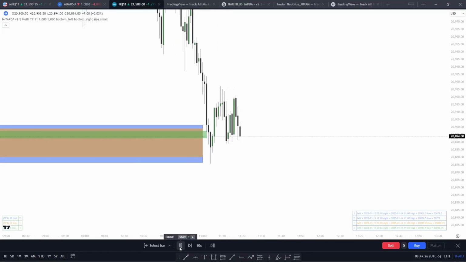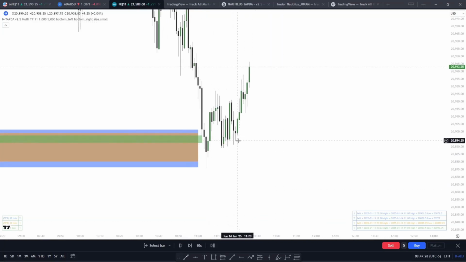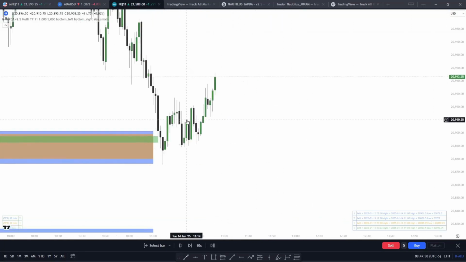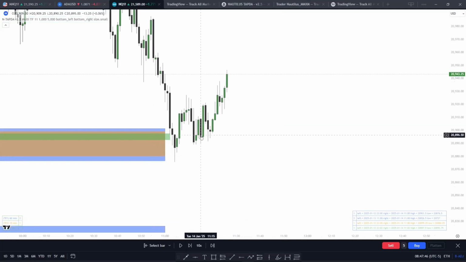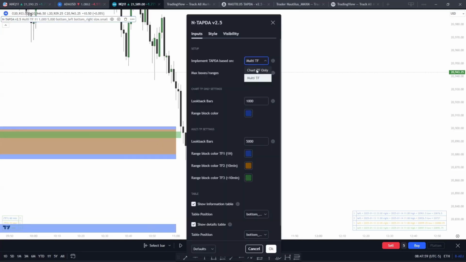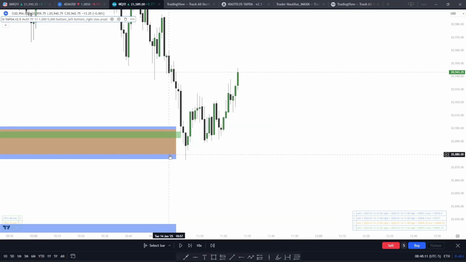Now, if we carry on the replay, what we can see is we kind of chop around a little bit, and what you would see is I enter on this green candle here. The reason I entered on this green candle was purely to do with TAPDA as well. If I switch my indicator to chart time frame only mode, then this would tell me that I needed to enter on this green candle. I use chart time frame only mode for entries. This mode right here is for our narrative and framing reversals. My other mode, the chart time frame only mode, is for entries.